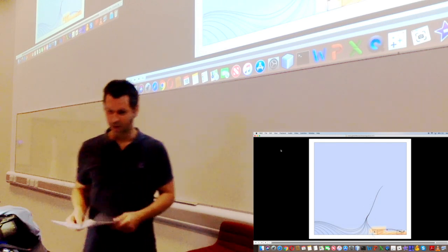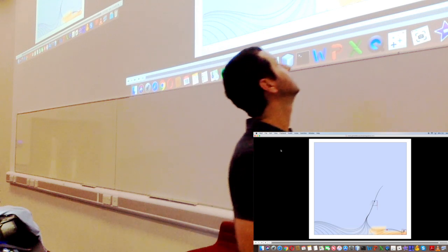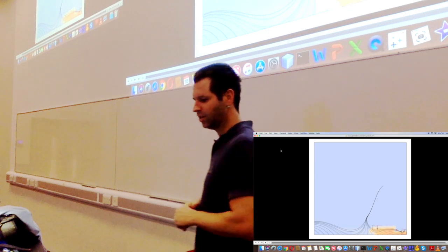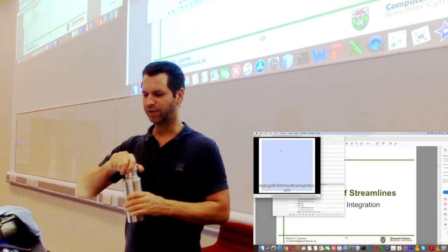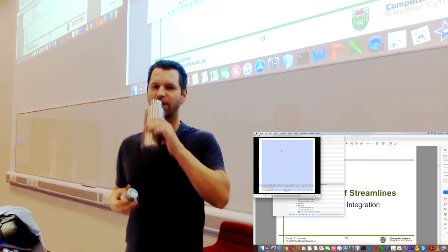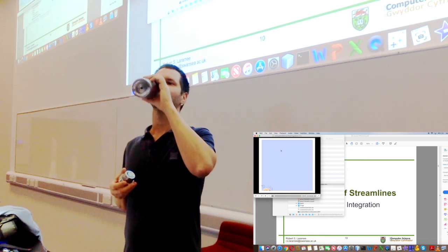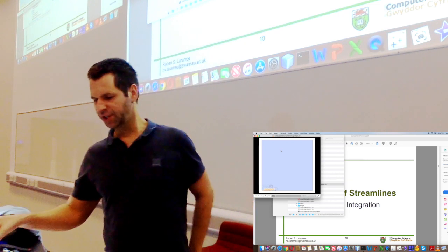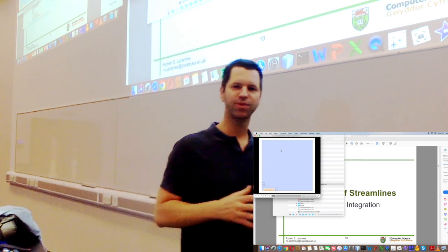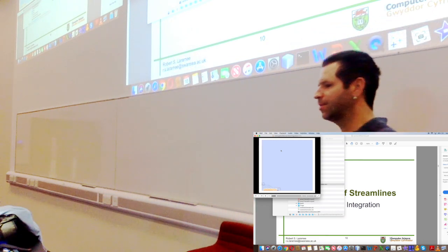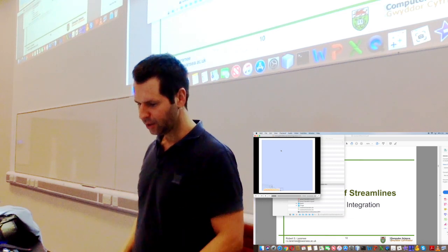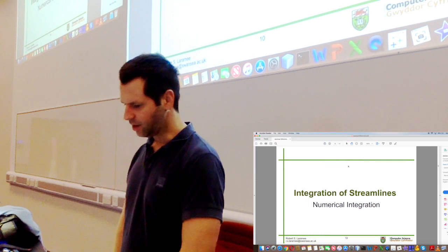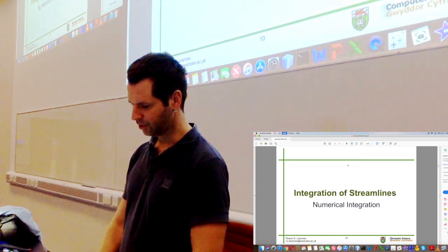And this is what the process looks like. This is a numerical integration process. It is computing streamlines in a 2D vector field. That's what that animation was showing. And the question is, how do you do that? How is that possible? How can we compute streamlines? In order to do that, we need something called a streamline integrator. That is also called numerical integration.